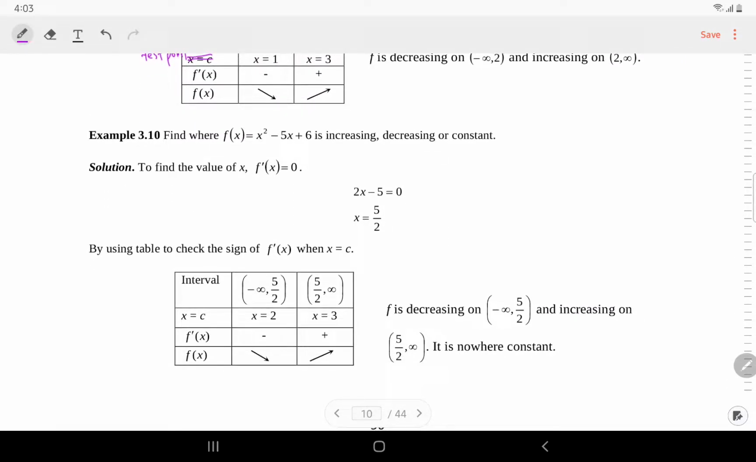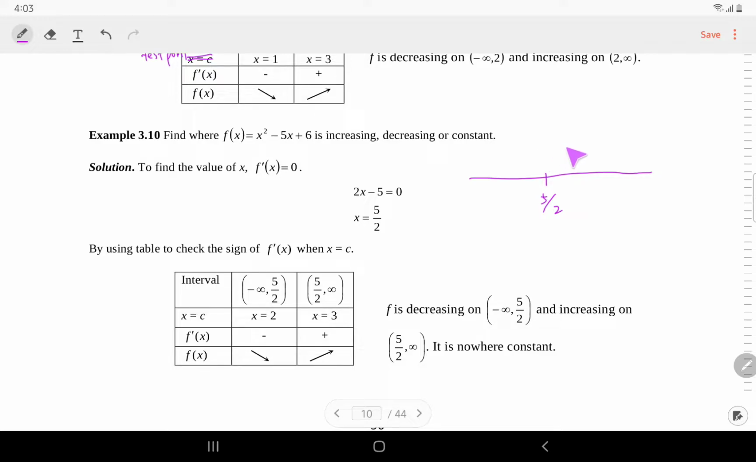Okay, similar example yang ni dengan example yang tadi. Okay, this is the function given. So we want to find the interval that is increasing, decreasing or constant lah kalau ada. Okay, then first step sama, kita apply first step sama yang macam tadi. Kita kena set f prime x equals 0. So f prime here is 2x minus 5. So 2x minus 5 equals 0. And then solve for the value of x, we'll get x equal 5 over 2. So 5 over 2, kalau dalam number line 5 over 2 kat sini.